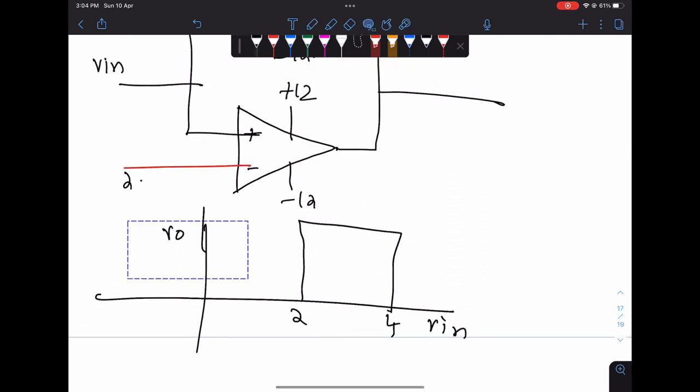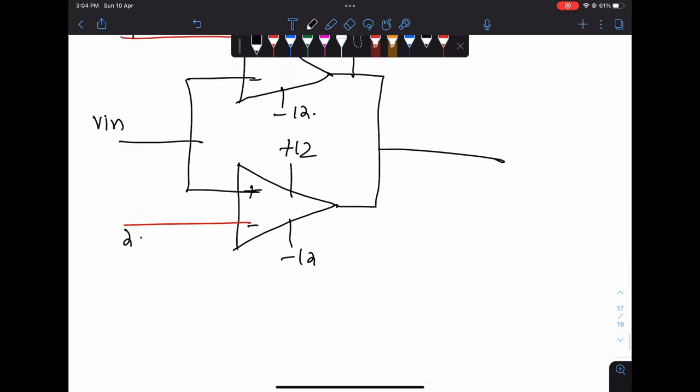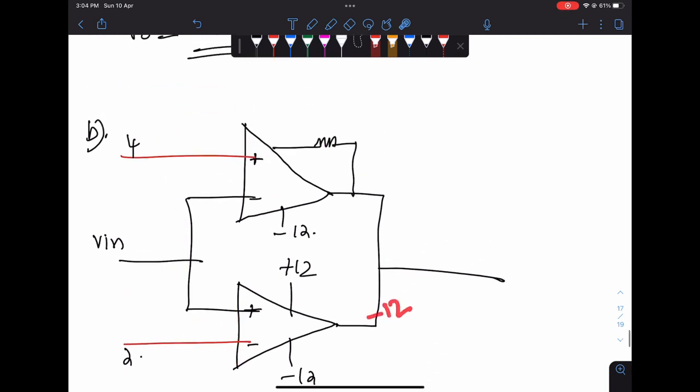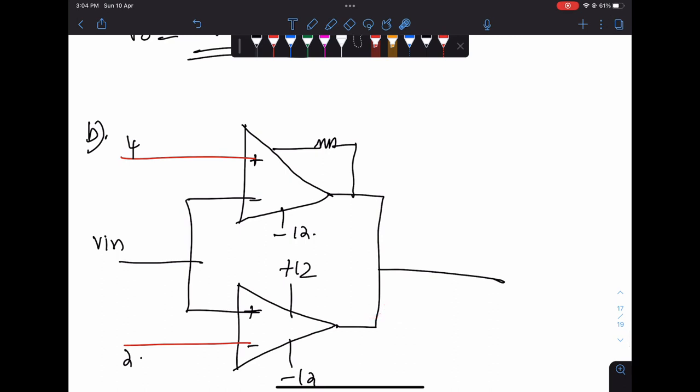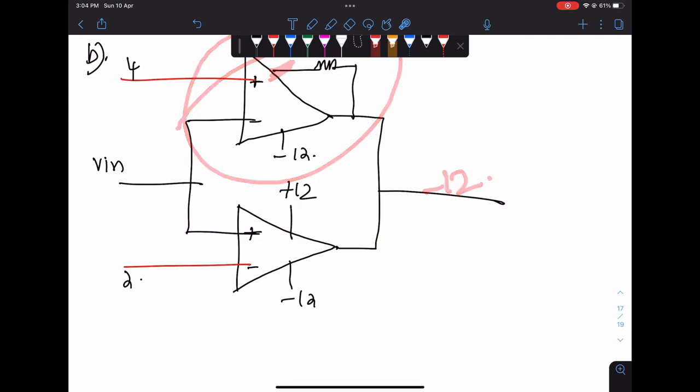You can guess that if it's 1 volt, the lower op amp will be at 1 volt, and if it's 2 volt, the lower op amp will be in negative saturation, minus 12. And minus 12 will be given through a resistor to the positive power supply of the first op amp, which means that op amp won't turn on, because it will be on only when we get positive, and here it's minus 12 plus 10, so it's not on.